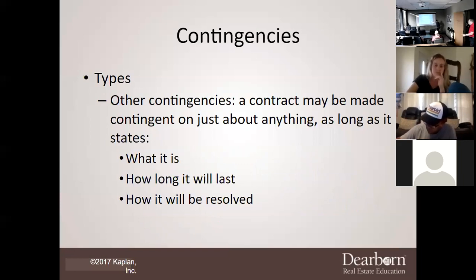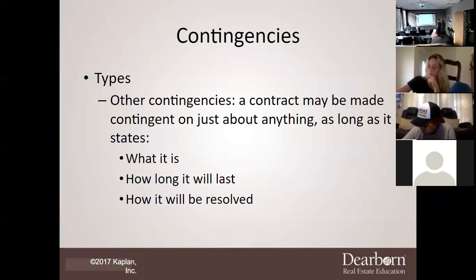A contingency, you can pretty much have a contingency on anything. So you can have a contingency on anything, like I said, as long as it has these 3 things. If it has these 3 things, then it can be contingent on anything, pretty much.